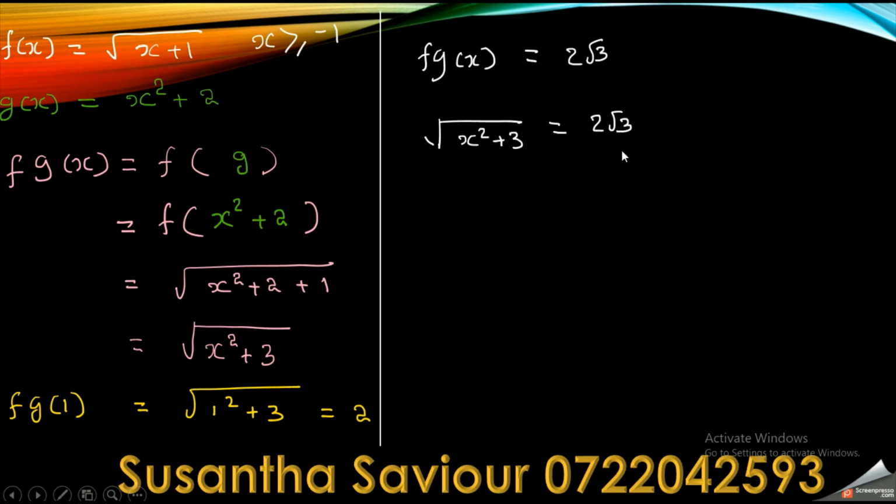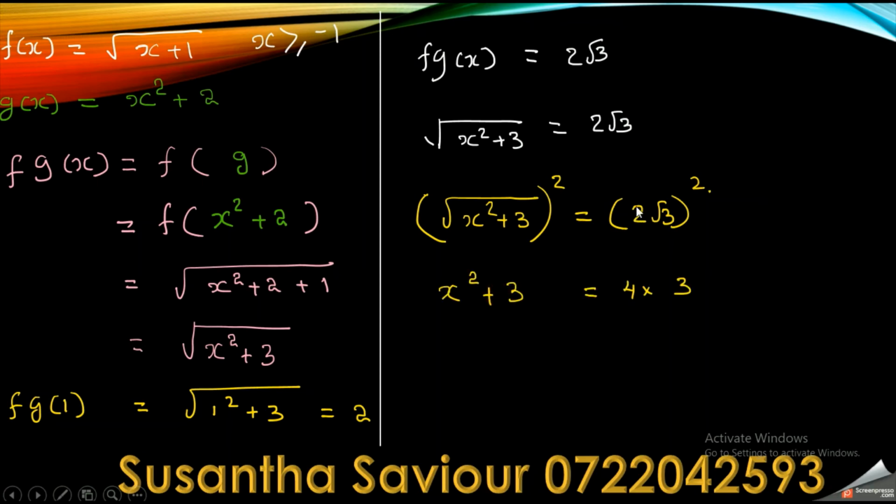So what you should do first is to square both sides. Then you get (root of x squared plus 3) whole thing squared is equal to (2 root 3) whole thing squared. Then the square root here goes off. This will become 4 into 3. So x squared is equal to 9. x is equal to plus or minus 3. But you can't take both these solutions because of this domain restriction. So x should be greater than or equal to minus 1.